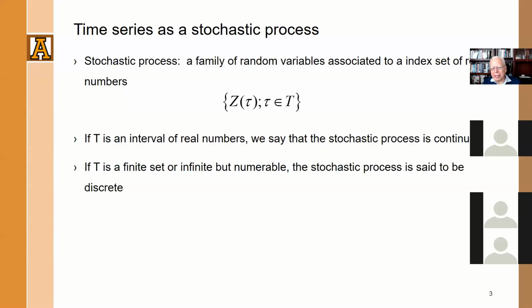If T is finite, or infinite but numerable, then the stochastic process is said to be discrete, because we only have values for the random variable at times, let's say, time 1, 2, 3, 4, and so on. Or time t, the current time, t minus 1, t minus 2, t minus 3, and so on. So it's a numerable set in essence when we talk about a stochastic process that's discrete.